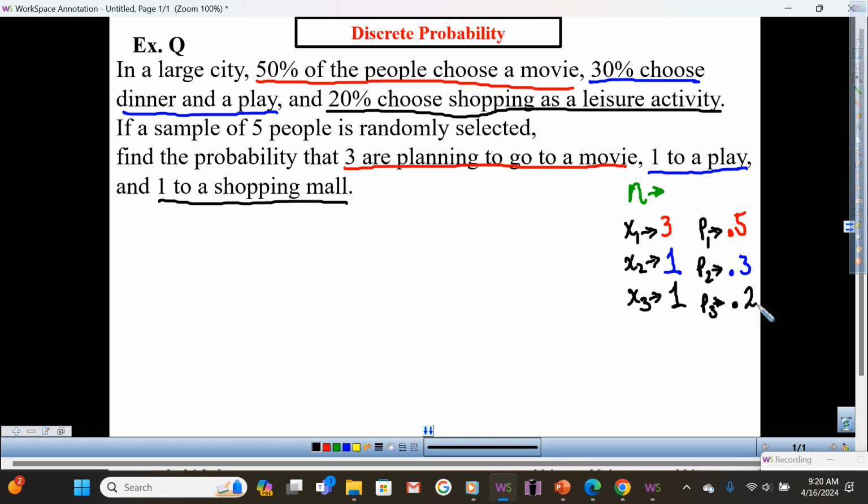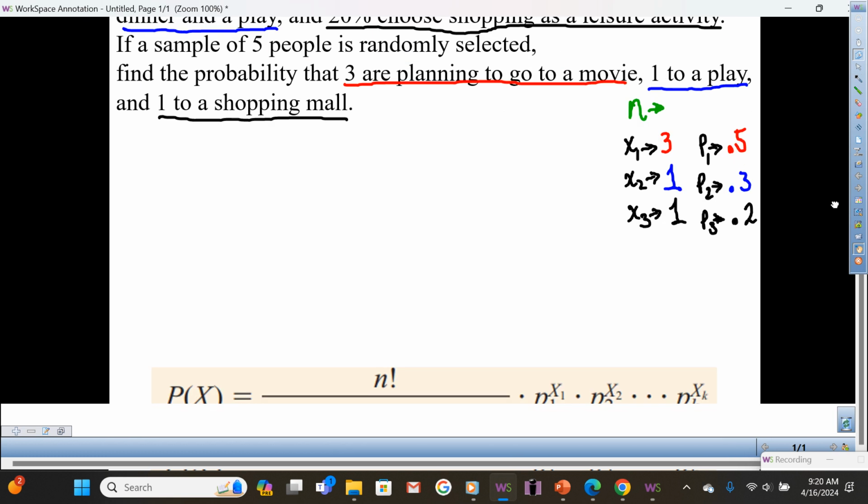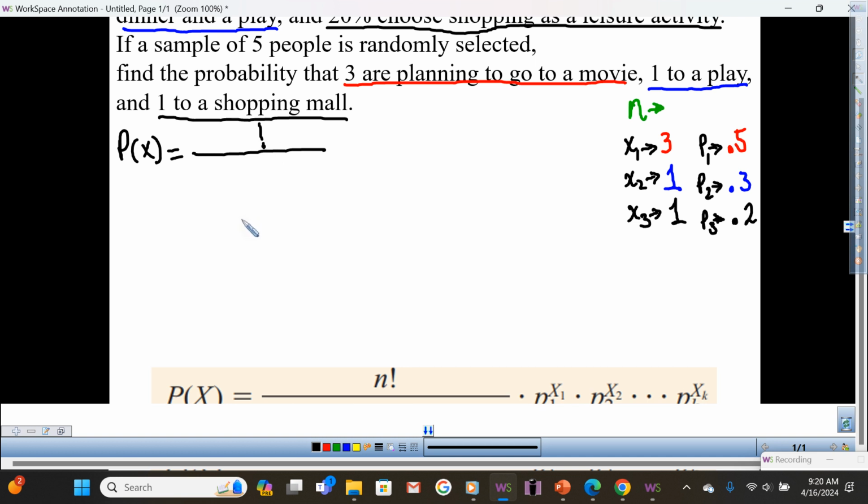Are we there so far? Okay. And the rest is history. We take our formula, fill in our formula. Start off with P of x equals blank factorial. And we go with n.